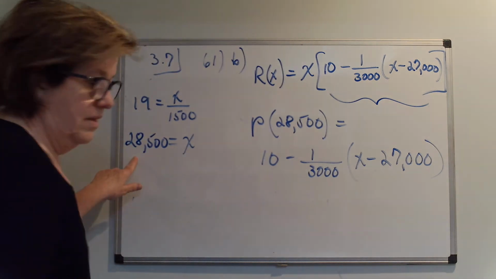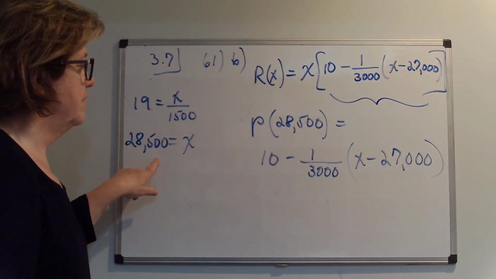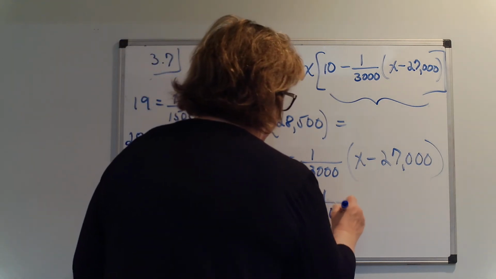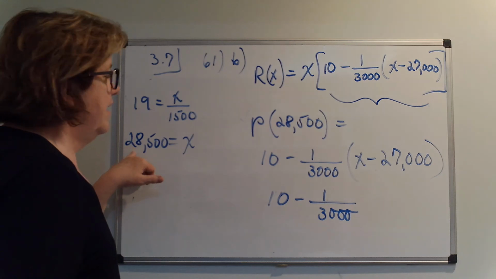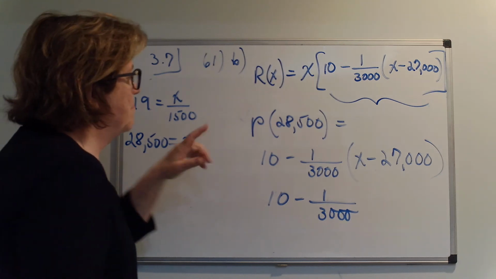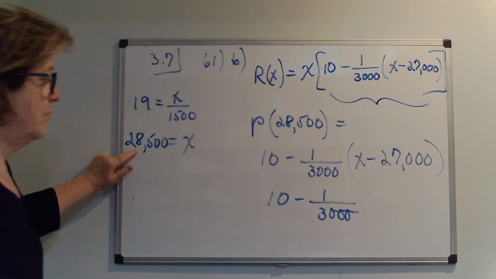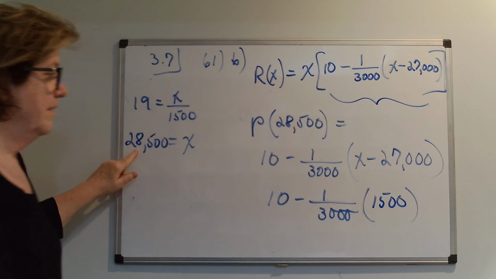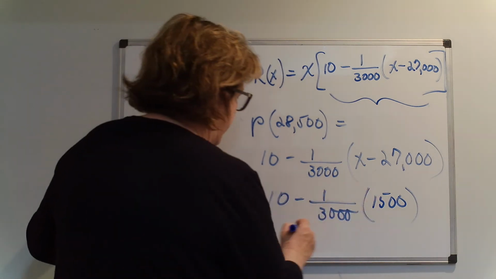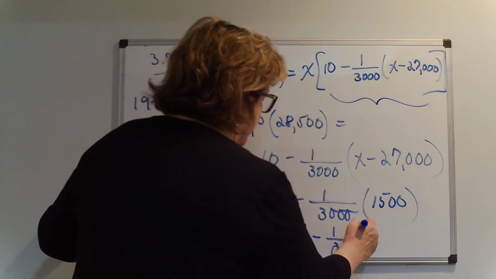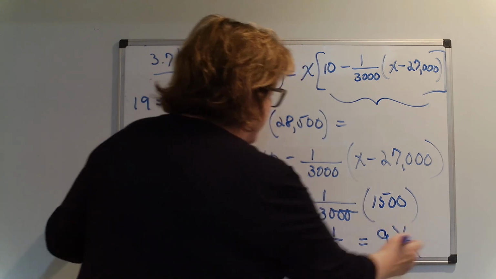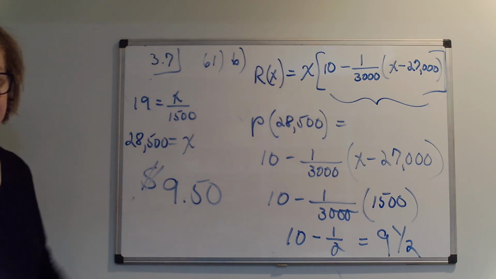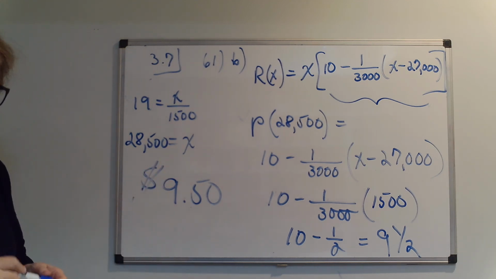Okay, so 28,500 minus 27,000 would be 1,500, right? Okay, and this would be 10 minus a half. So, which would be 9.5. So you should set the price at $9.50 to maximize the revenue.